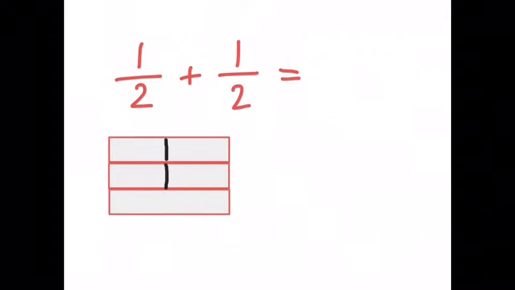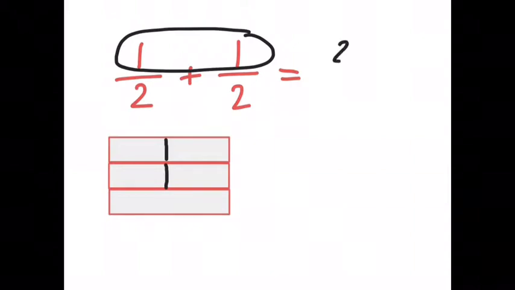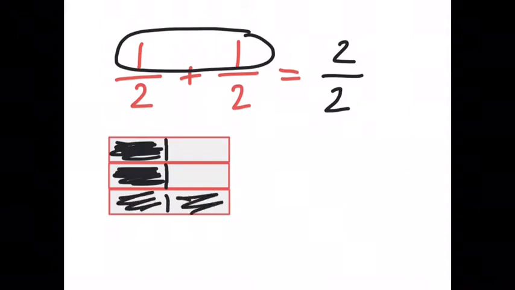So instead, this time, we'll just add the numerators together. We know 1 and 1 is 2, and we keep the denominator the same, so we've got 2/2. If we add together 1/2 there and another half there, we end up with 2/2, which, if we know our equivalent fractions, is the same as 1. So that's how you go about adding fractions where the denominators are equivalent.